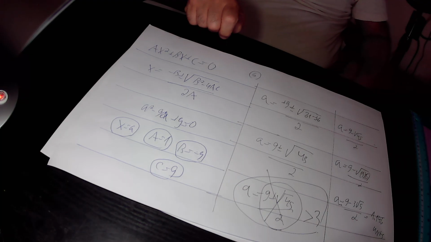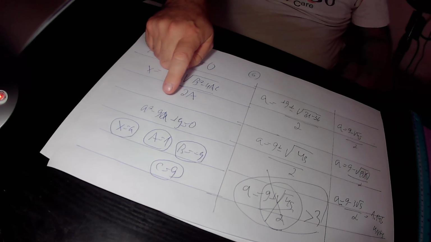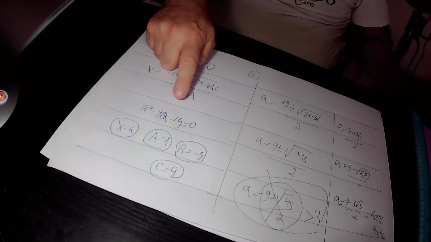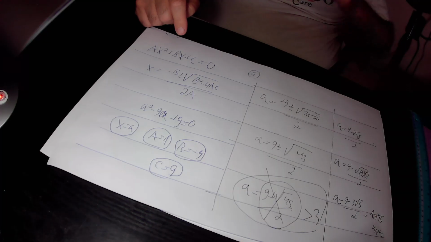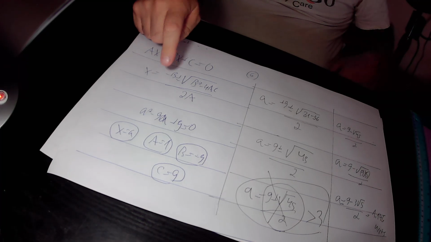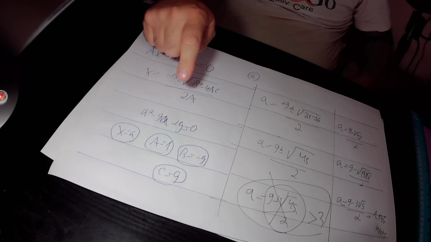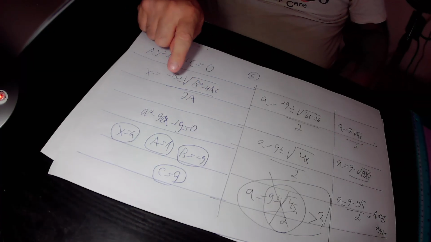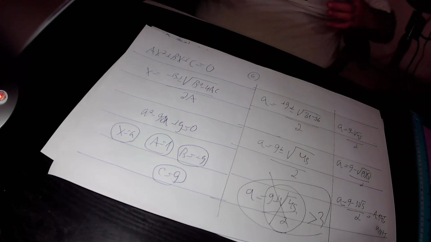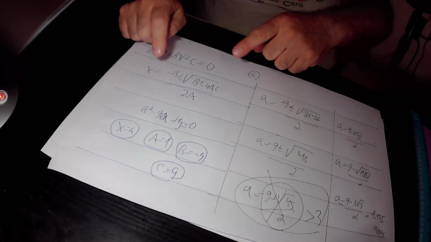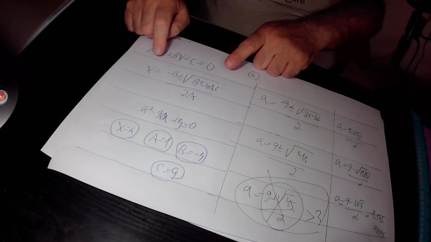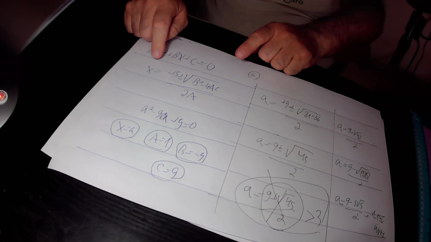For our specific quadratic equation, a squared minus 9a plus 9 equals 0, the variable that we are looking for is a. So x equals a, the coefficient a equals 1, the coefficient b equals minus 9, and the coefficient c equals 9. The only thing left to do is to put the data for our specific quadratic equation inside this general formula for x, and we find the values of a, because x equals a.